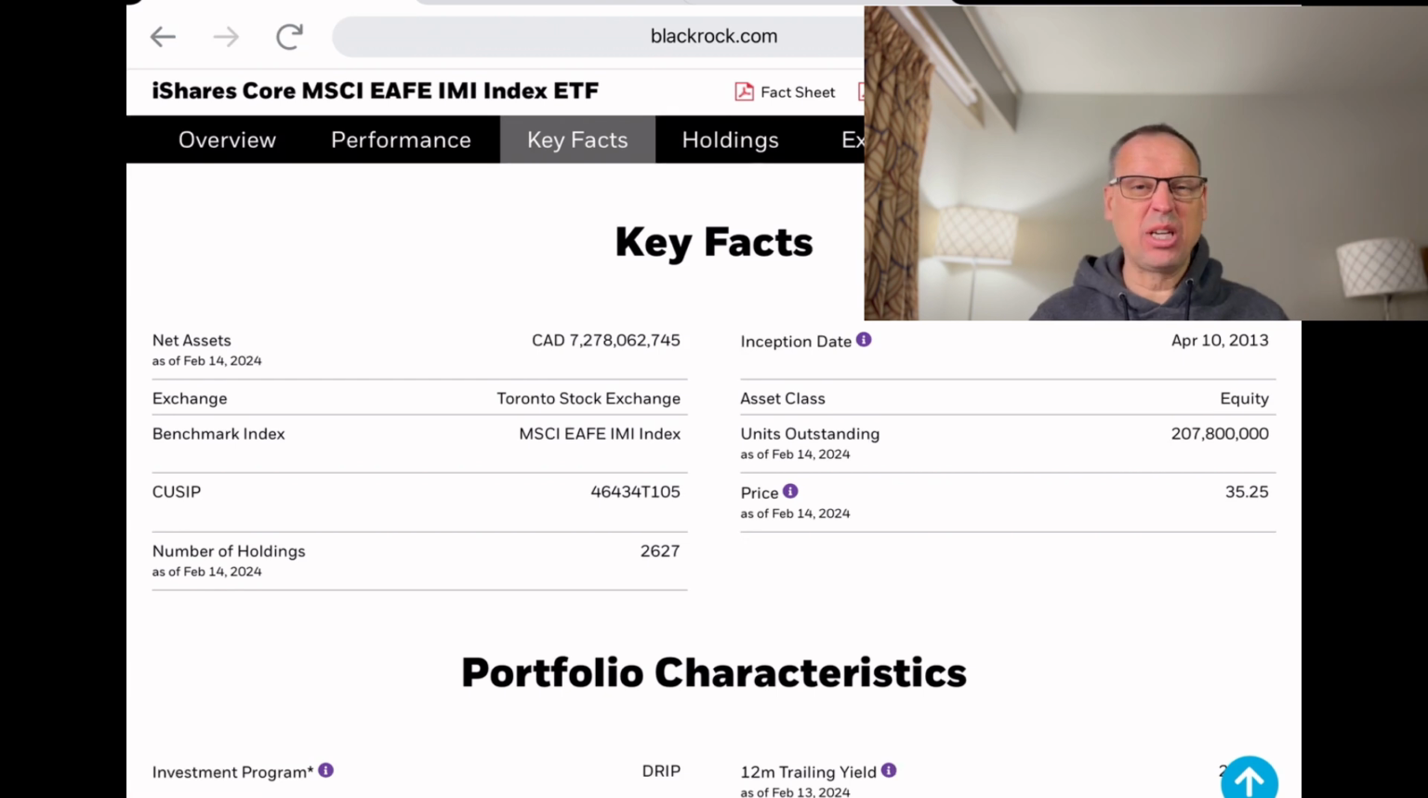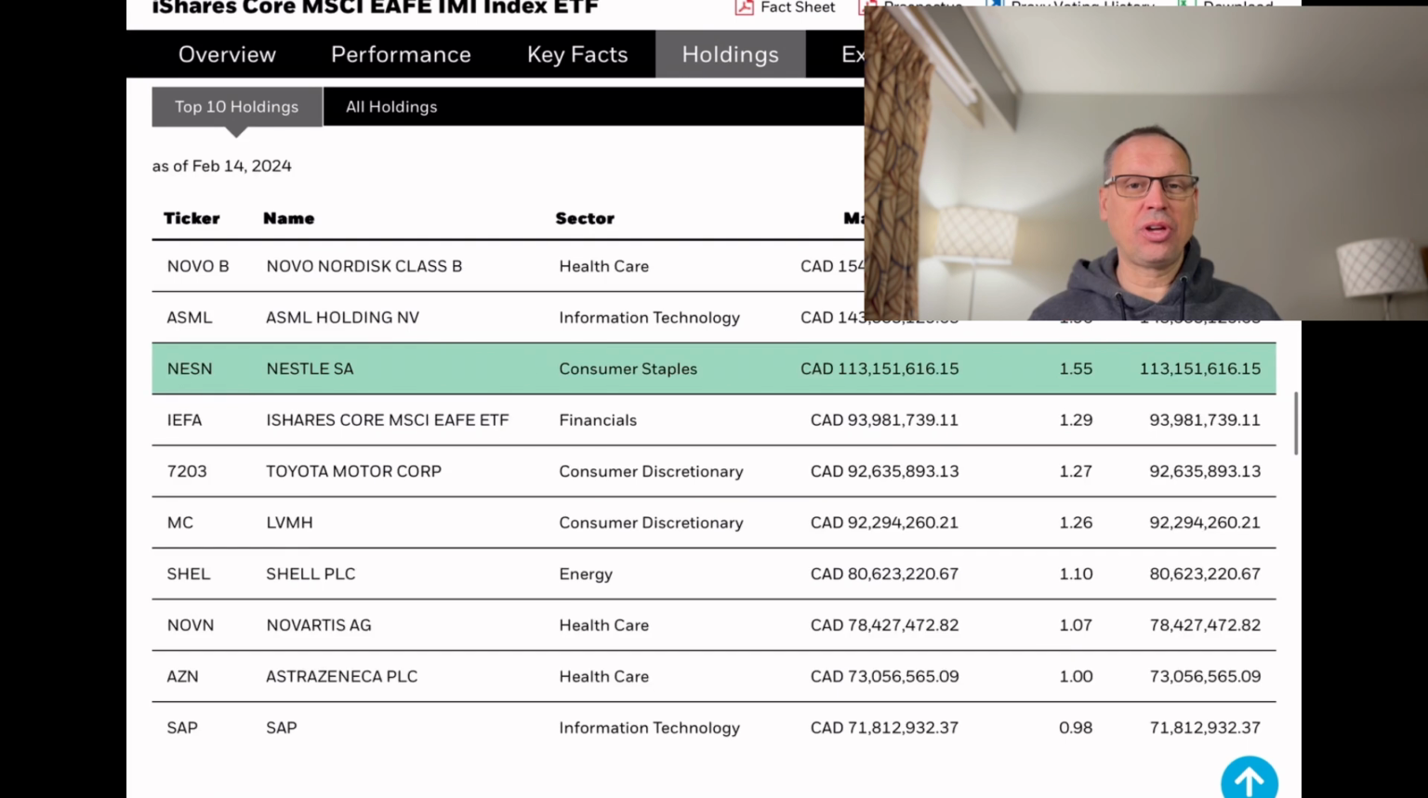So under the key facts, we can learn a little bit more about this particular ETF. The net assets as of February the 14th was $7 billion that they're currently managing within this ETF. It holds 2,627 stocks. It's all equity, and it's currently trading for $35.25 Canadian.